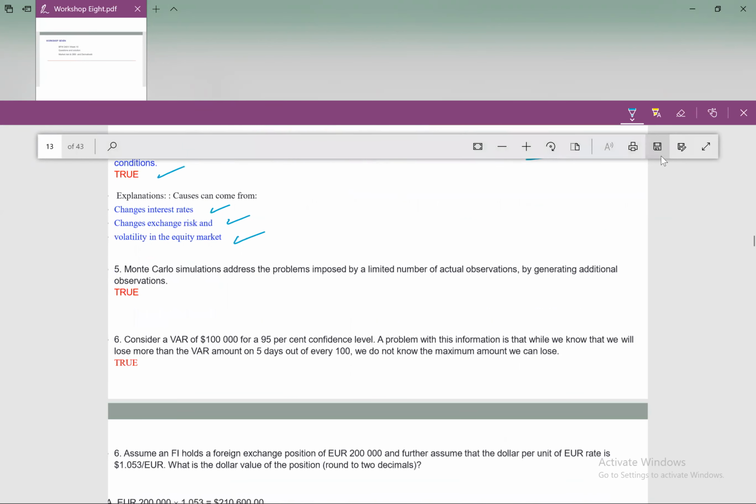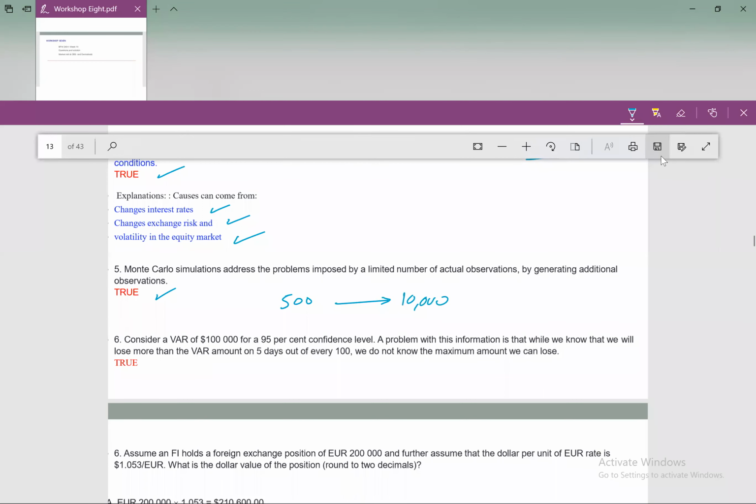Okay. Monte Carlo simulations address the problem imposed by a limited number of actual observations by generating additional observations. This is true. So if I have 500 observations, they can come up to 10,000 observations.